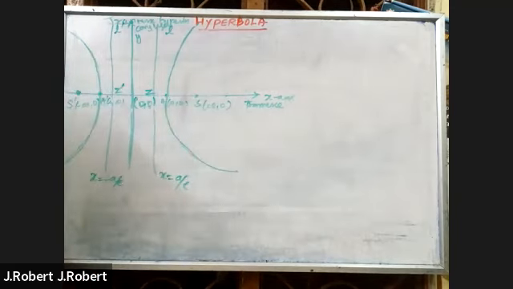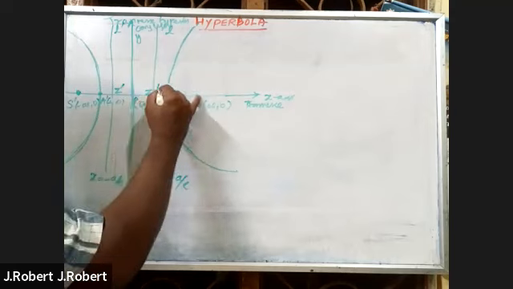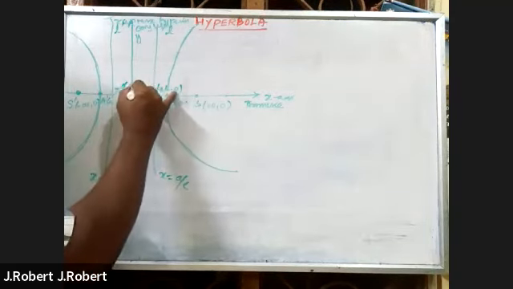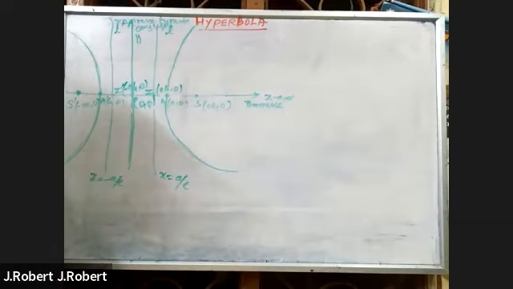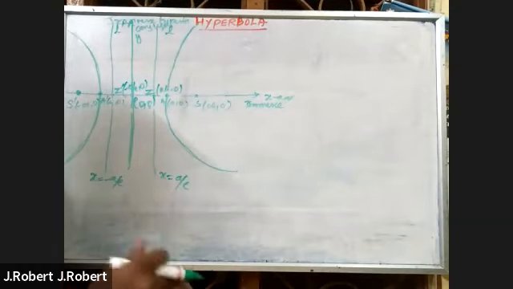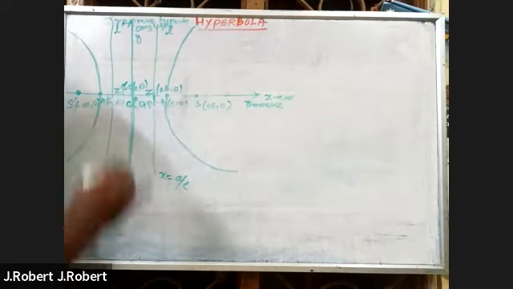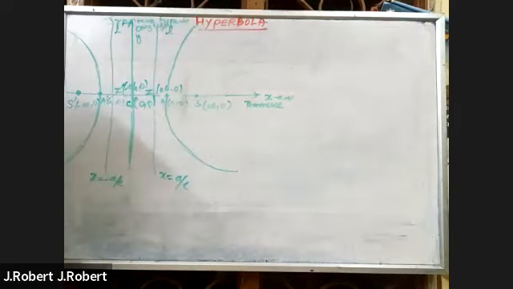The distance between the directrices: the point is A by E, 0, and this point S dash is minus AE, 0. Because if you want to find the distance between the directrices, that's why I have given the coordinates for Z and Z dash. This is called the center, 0, 0.